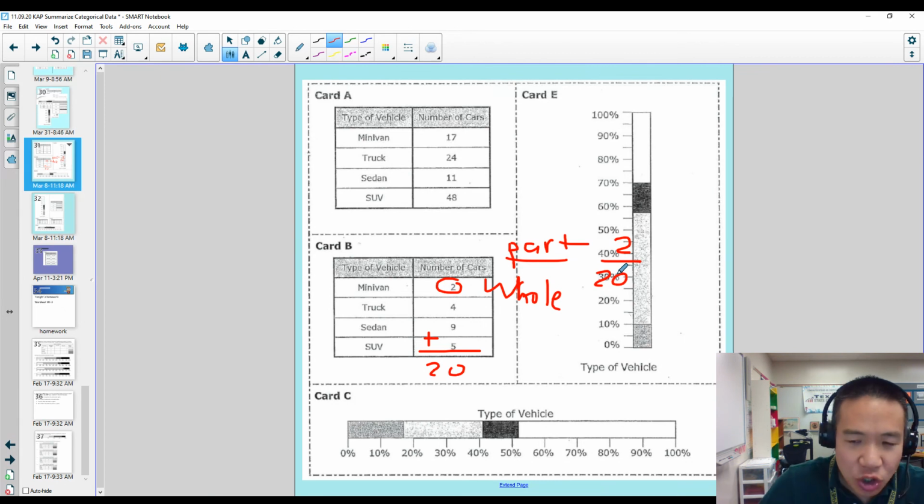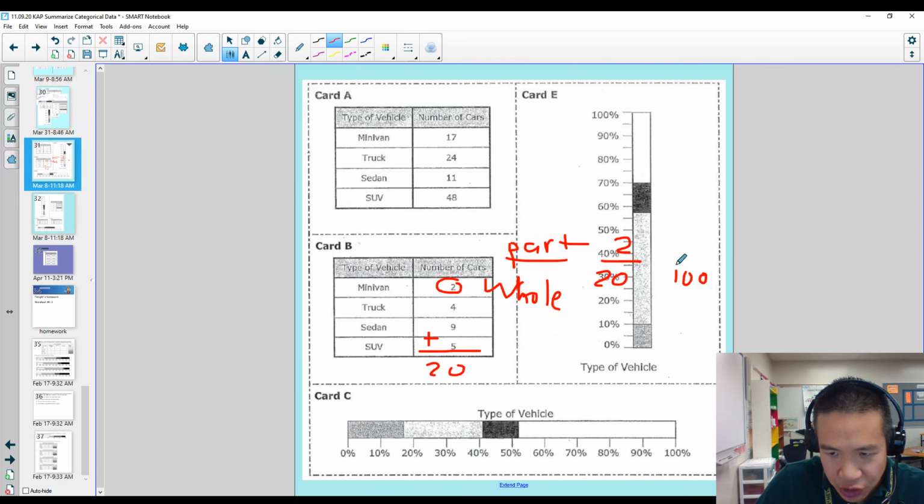Now we need to turn this into a percent. There are several ways you could turn this into a percent. A percent is anything out of 100. What is the relationship between 20 and 100? Times 5. 2 times 5 is 10 hundredths, and that would be 10%.